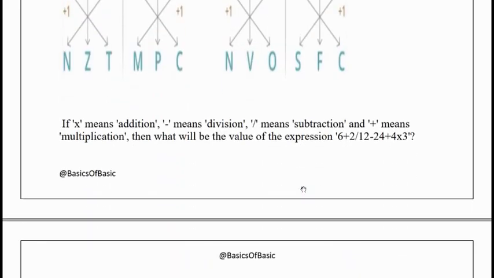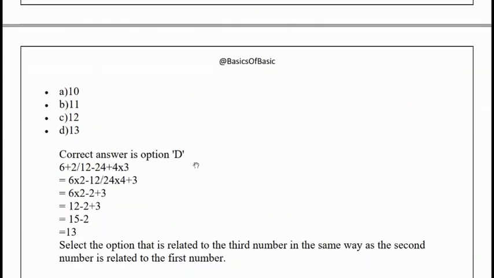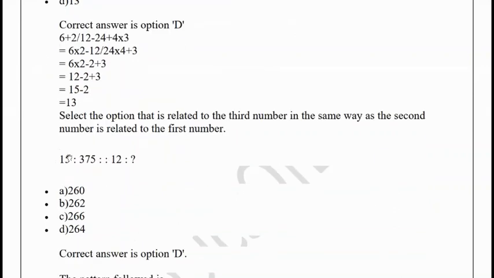Okay, if X means addition, minus means division, and this bar means subtraction, and plus means multiplication, what will be the value? This is also a very simple question, so you can see the answer also. And the next one is guessing the correct number. 15 is with respect to 375, and 12 is with respect to what?